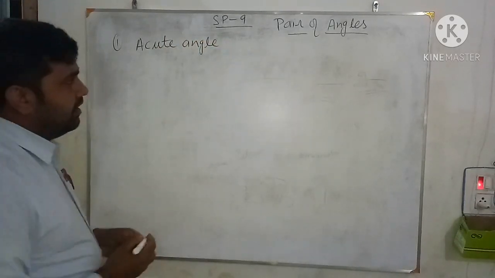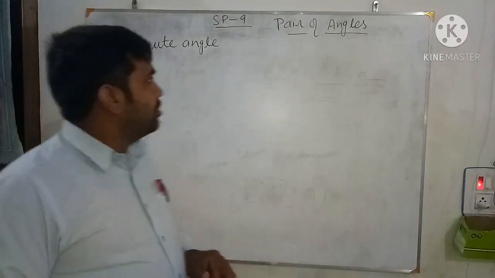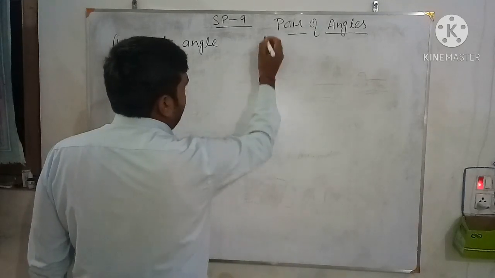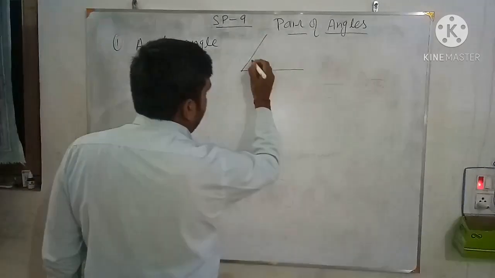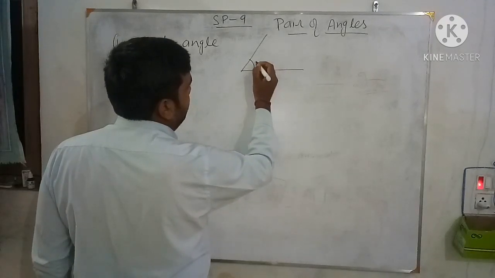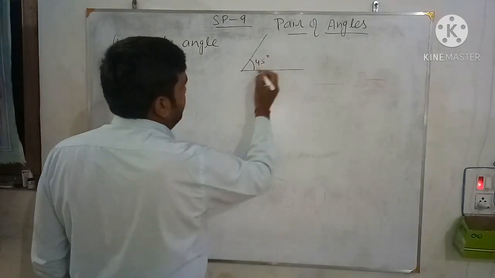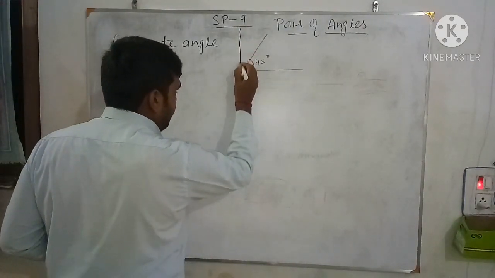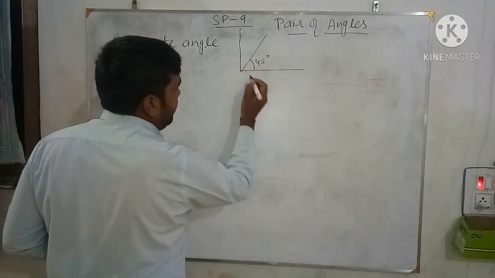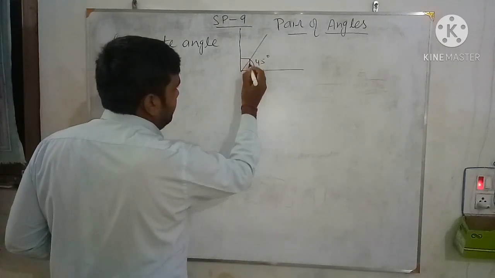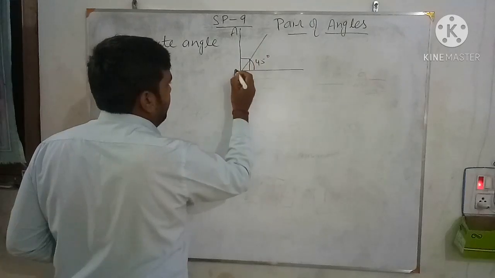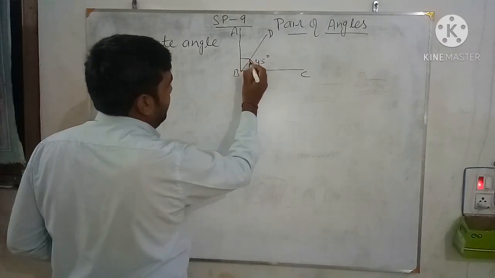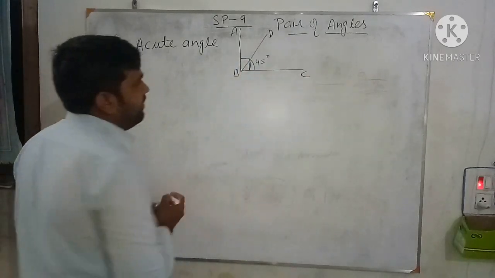So what is the acute angle? The measurement of an angle less than 90 degrees is called an acute angle. Like this, suppose this is a 45-degree angle, so this is called the acute angle, and this is 90 degree. This is a 90-degree angle. A, B, C, D. So angle ABC is the 90-degree angle, and angle CBD is called a 45-degree angle.